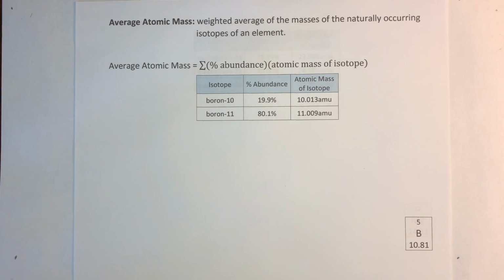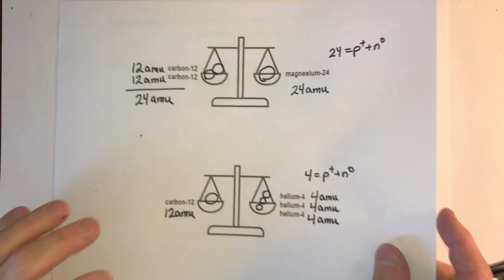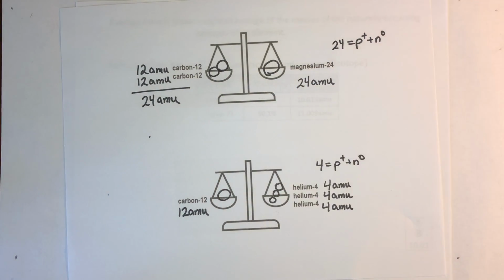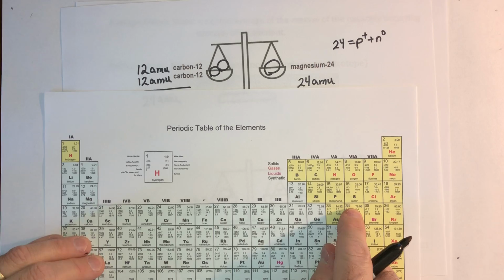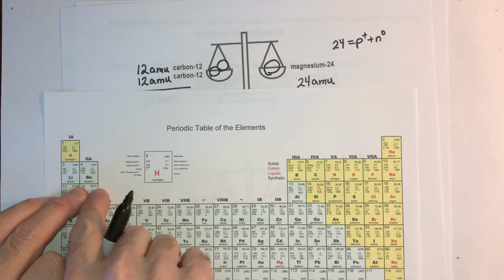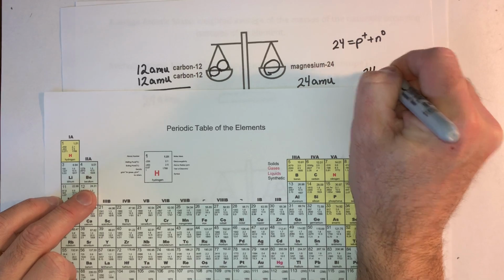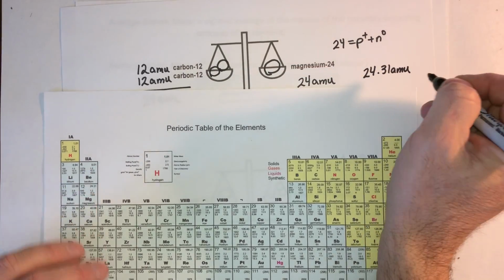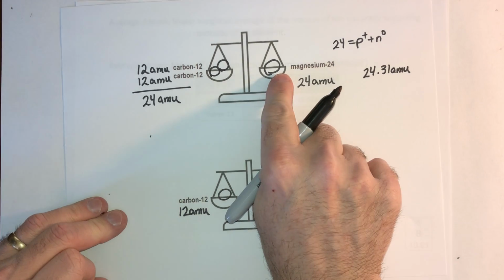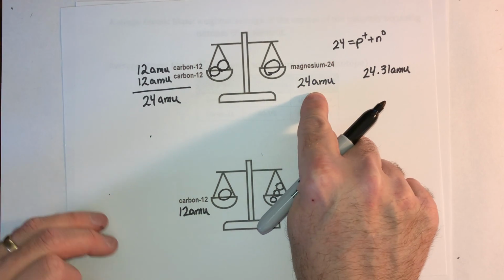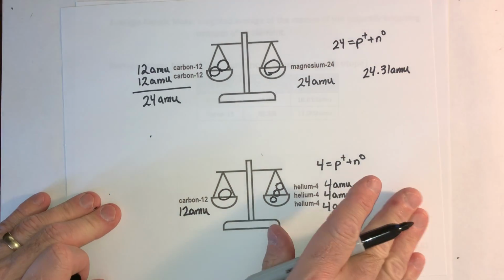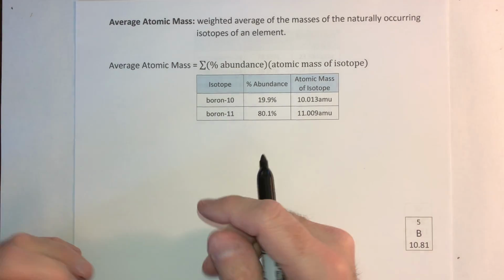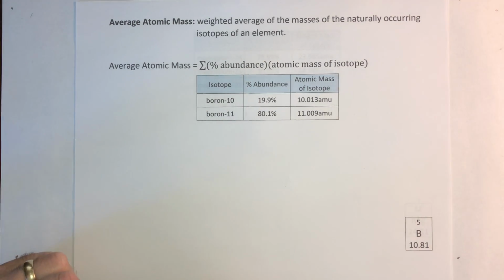So let's talk about how you get the numbers on the periodic table. Because if you go and look up magnesium, let me pull out my periodic table. Right, if I pull out my periodic table, it tells me that magnesium, the number here in the top corner, says magnesium is 24.31 atomic mass units. I just told you that a magnesium-24 weighs 24 atomic mass units. So where did this weird number come from? And the place that it comes from is a weighted average. Okay?